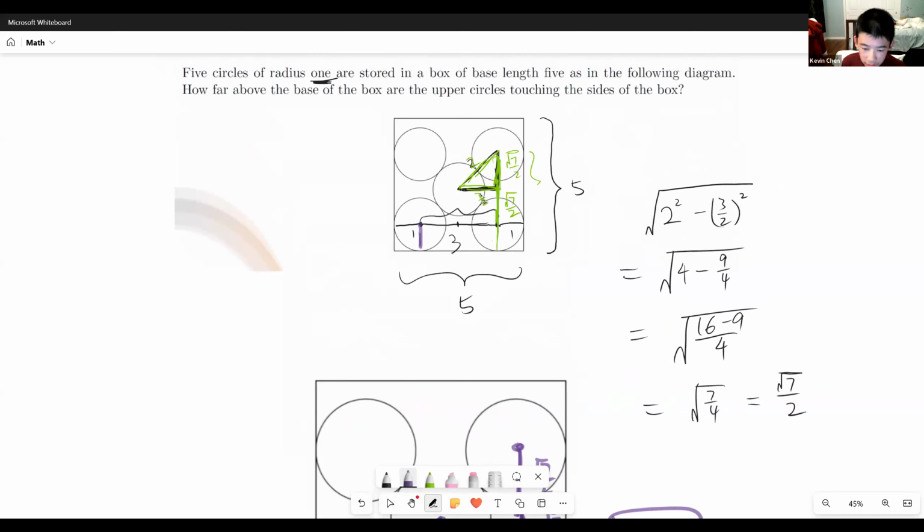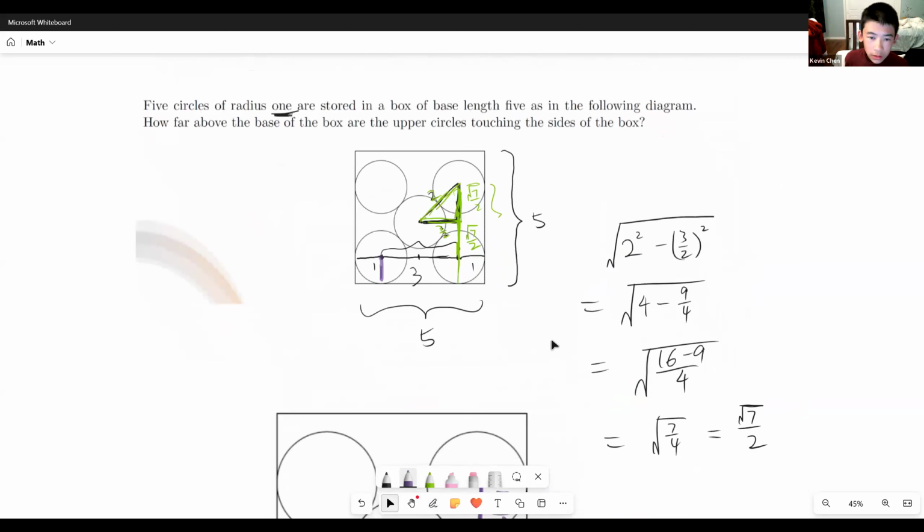Guessing no one has any questions. Oh yeah, just to summarize this problem. What we learned is that for circles, we want to connect the centers of the circles. So we can use the fact that the radii are equal to 1 to get more lengths, and we can use the Pythagorean theorem to find the length. We want to find the distance from the tangent point to the bottom. That's why we're inspired to find this length, because this part is just the radius 1.